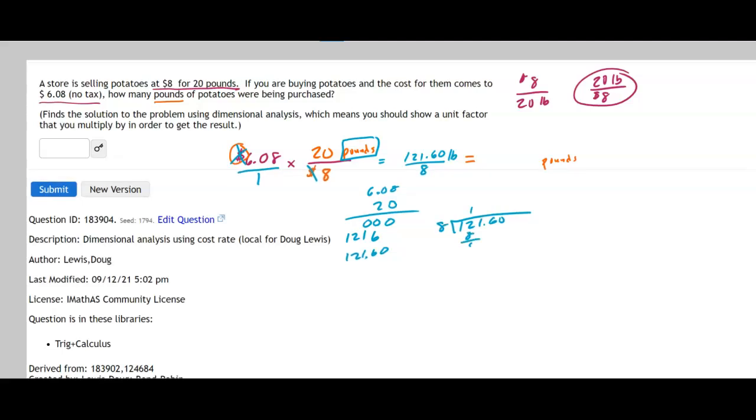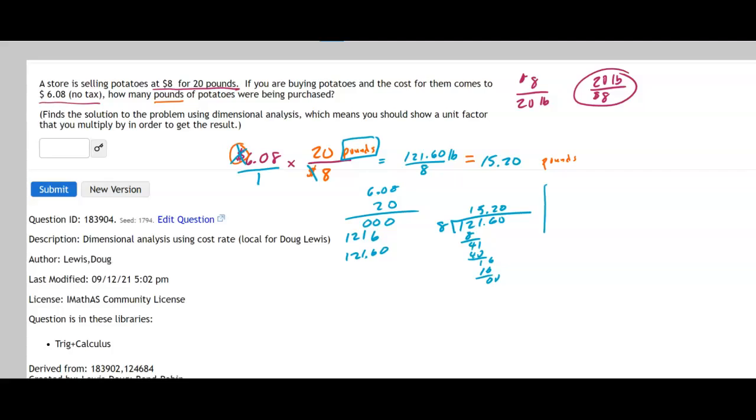8 goes in once, which is 8, remainder 4. Bring down the 1. 8 will go in there 5 times, which is 40, remainder of 1. Bring down the 6, and that'll give us 16, which comes out evenly to 15.20 pounds. That's how many pounds it is. Now, let's make sure that makes sense. 20 pounds cost $8, and we're paying $6.08, which is less than 8, so it should be less than 20 pounds, which is correct.